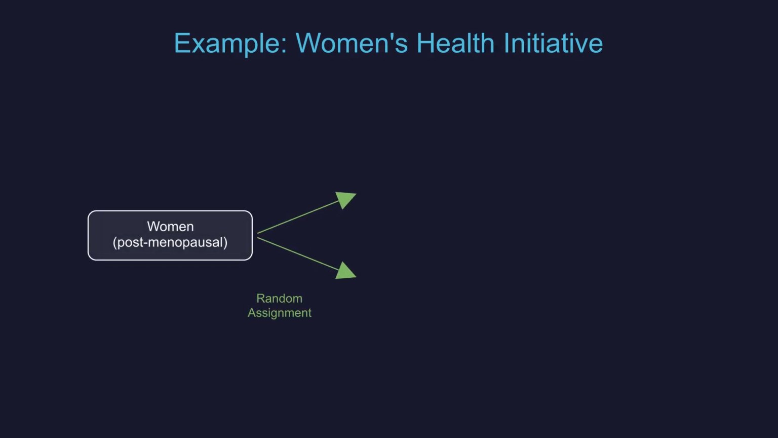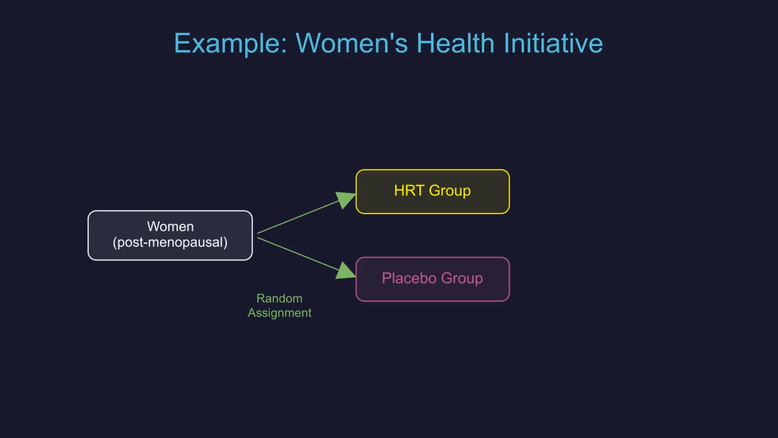The Women's Health Initiative is a landmark experimental study. Postmenopausal women were randomly assigned to 2 groups. One group received hormone replacement therapy, and the other received a placebo. Subjects were followed for about 5 years. Researchers tracked outcomes including heart attacks, strokes, and breast cancer occurrence. This experimental design allowed researchers to establish a causal link between HRT and health outcomes.